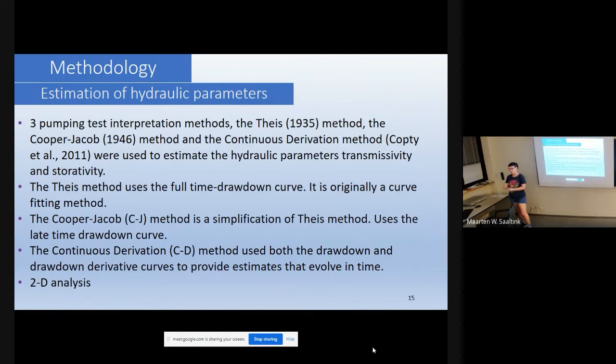We did the test with the Cooper-Jacob method too, but the results were very similar to the results of the Theis method. So I excluded them from the presentation, from the analysis.